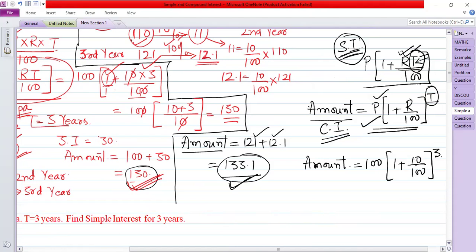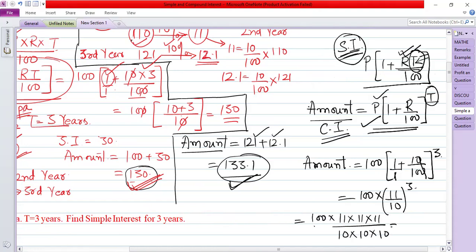So here we have 100 into, 1 by 10 plus 1, which gives us 11 by 10, cubed. So this is 100 into 11 times 11 times 11, over 10 times 10 times 10. And if one calculates it, it will be 1331 divided by 10.